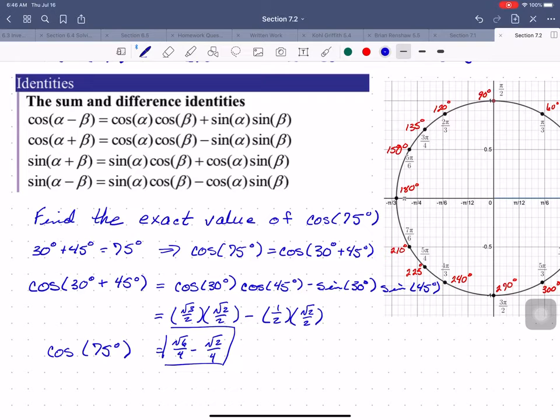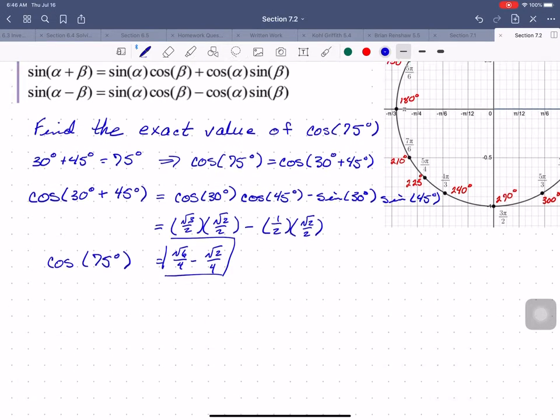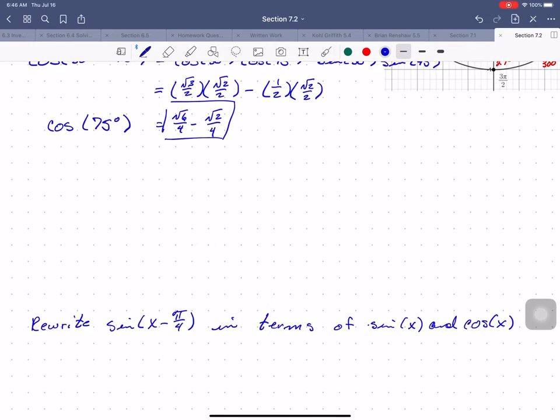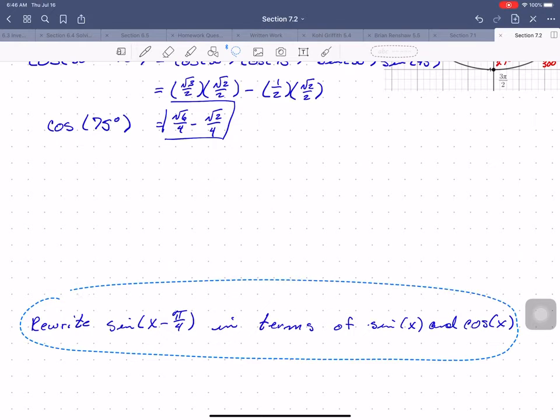Okay? Hopefully this helps. Let's take a look at this other example that I wrote down here earlier.